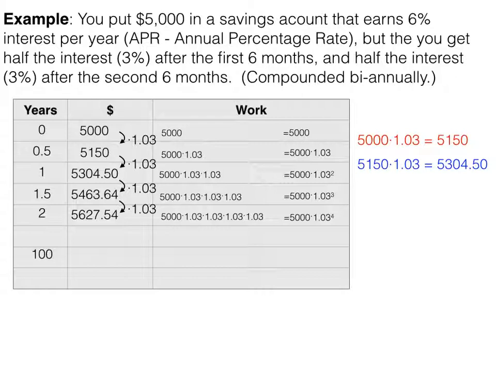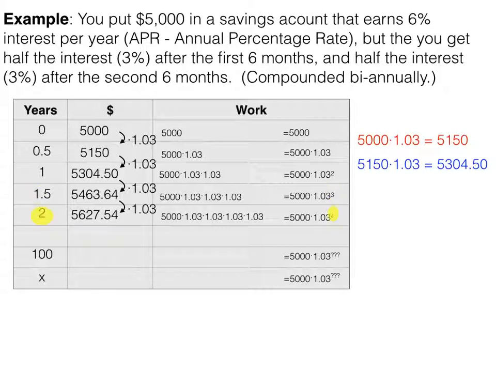But now when 100 years have gone by, we have a problem, because we know 5,000 times 1.03 to some power, but we don't know what power to use anymore. Because if we look at the years, they don't match up with the exponent. So after 1 year, we have 2 as our exponent. We've multiplied by 1.03 twice. After 1.5 years, we have 3 as our exponent. We've multiplied by 1.03 3 times. And after 2 years, we have 4 as our exponent.